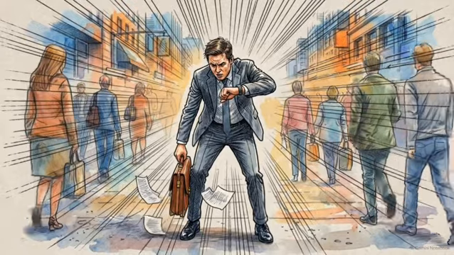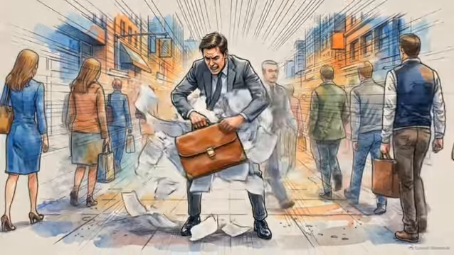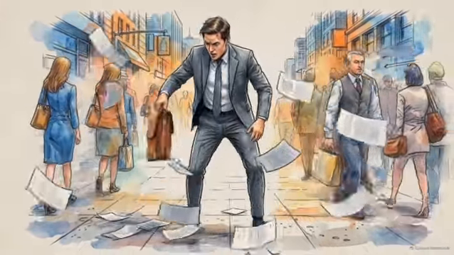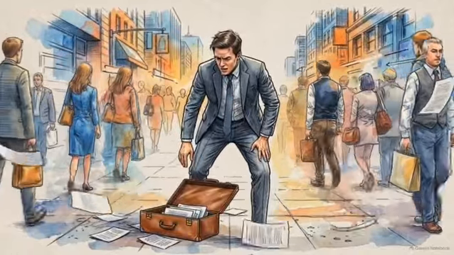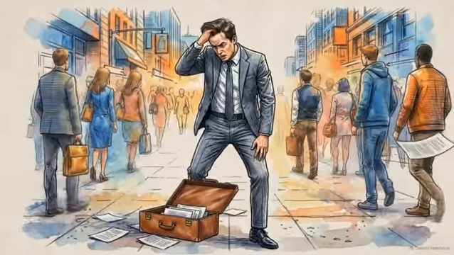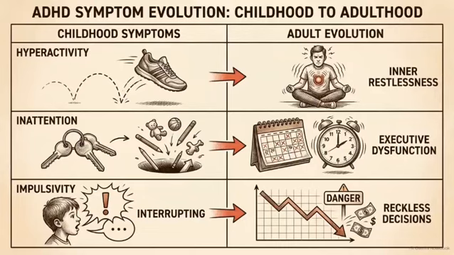The diagnostic picture shifts again when assessing adults. The underlying neurobiology remains the same, but the outward expression evolves alongside age and responsibility. This comparative matrix illustrates the shift. Childhood hyperactivity, running and climbing, internalizes into adult inner restlessness. Adding inattention shows a shift from lost school supplies to adult executive dysfunction and poor time management. Silently, impulsivity evolves from interrupting teachers to reckless adult decision-making and risk-taking.